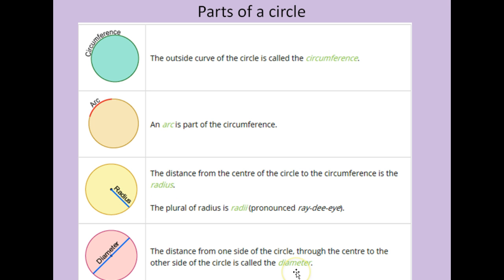And the diameter is the distance from one side of the circle through the center to the other side of the circle. So from one side through to the other. An important thing to note is that the radius is half the diameter. That'll come in handy later when we look at circumference and the area of a circle. So make sure that you've copied all of that into your book.